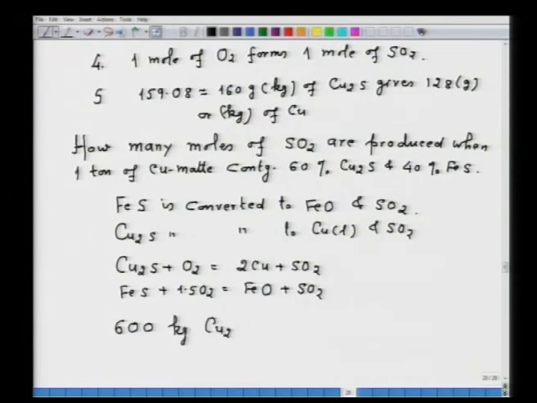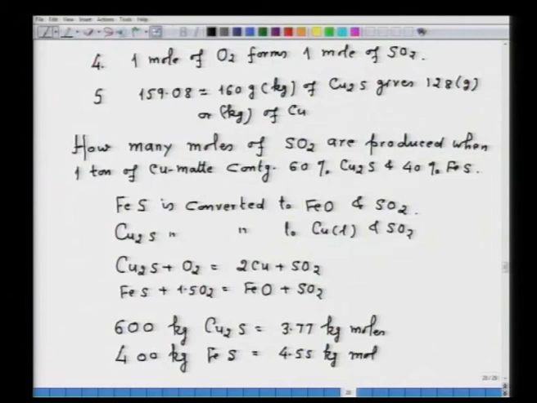Cu2S, that is equal to 3.77 kg moles, and 400 kg FeS, that is equal to 4.55 kg moles. So, I have to write down now this equation 1 and this equation 2 by utilizing the moles which are participating in the reaction.